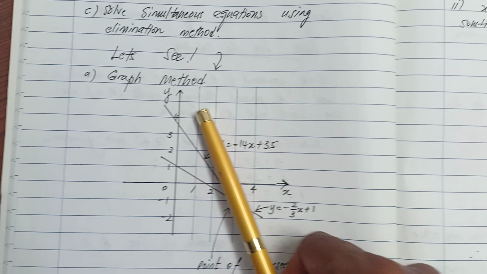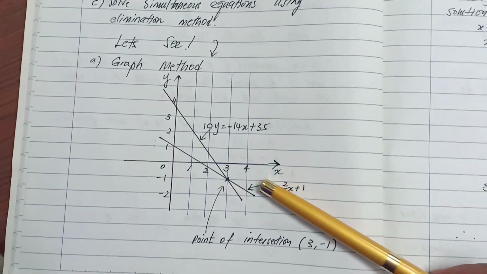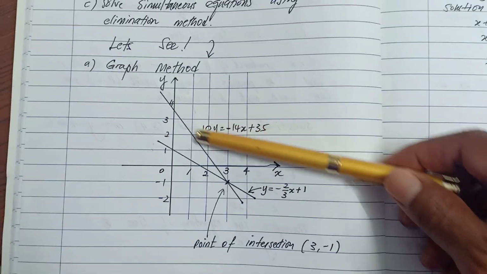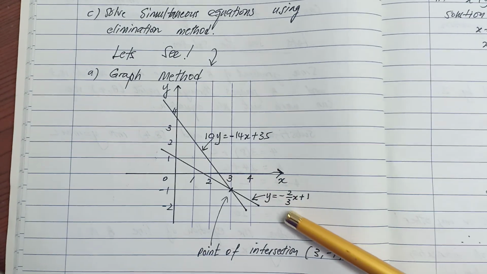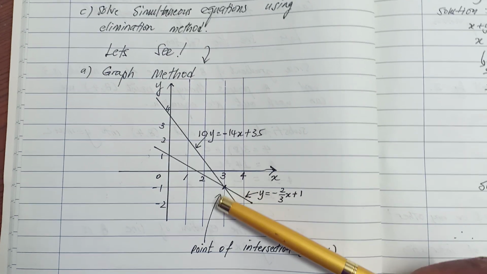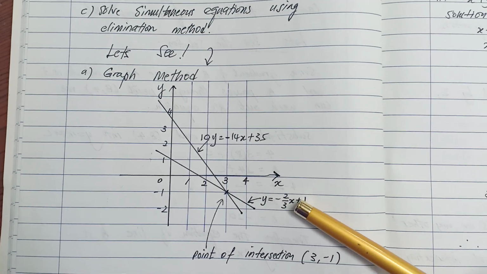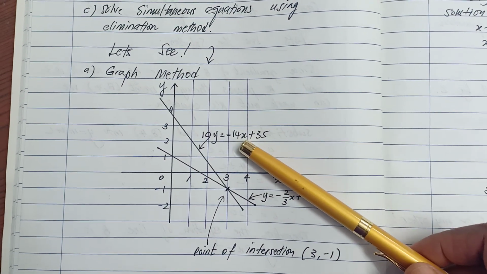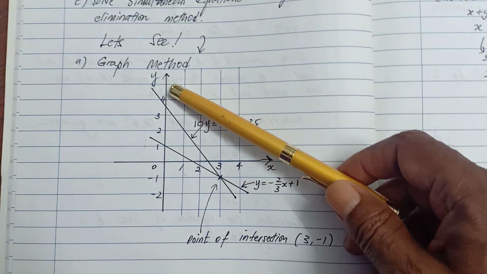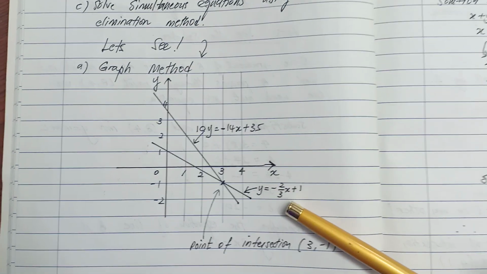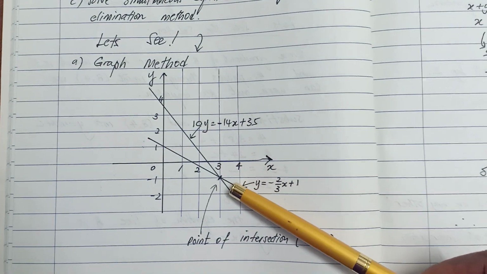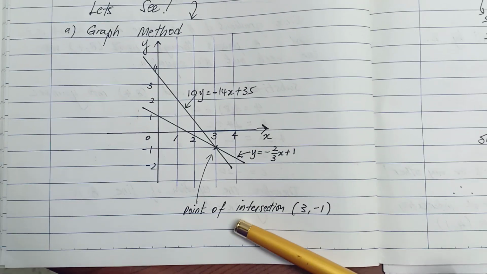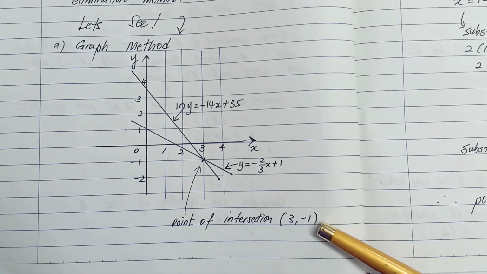Let's see the graph method. Let's say this is a simple graph. I have two lines here, this line going this way and this line going this way. They are meeting at this point. This one has the equation y equals negative 2 over 3 x plus 1, and this one is y equals negative 14x plus 35. No need to worry about the big numbers or the fraction here. See where they meet: the x coordinate is 3 and the y coordinate is negative 1. So the point of intersection is very simple, (3, negative 1).